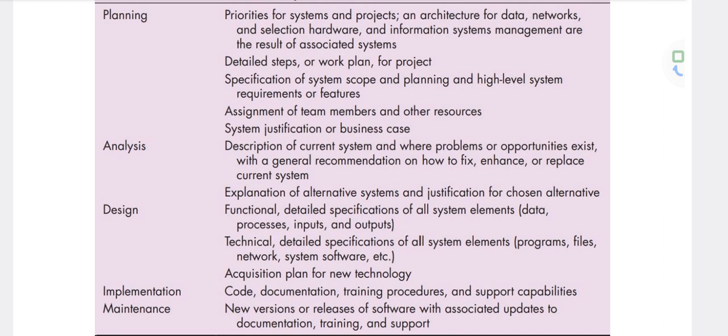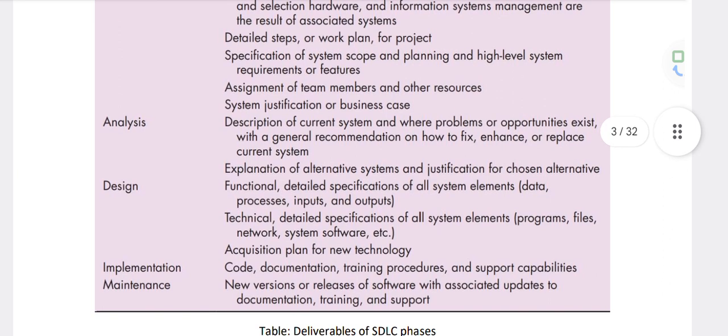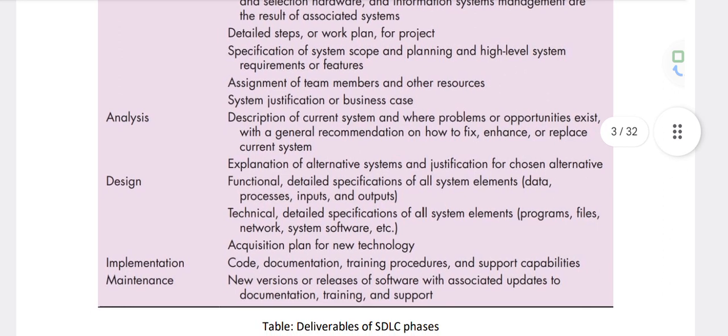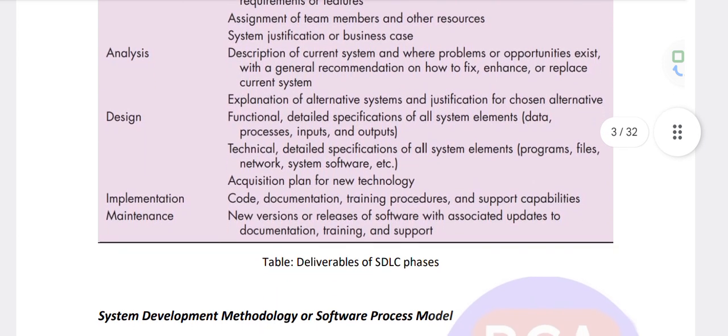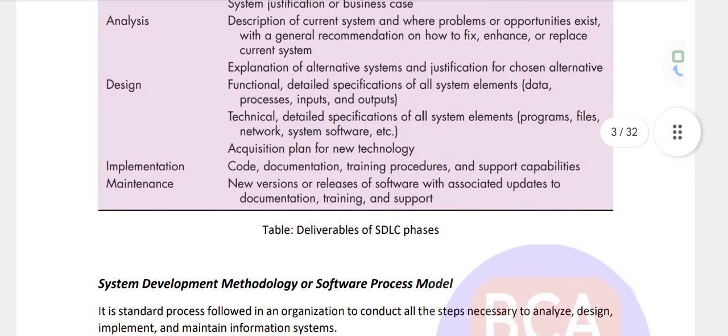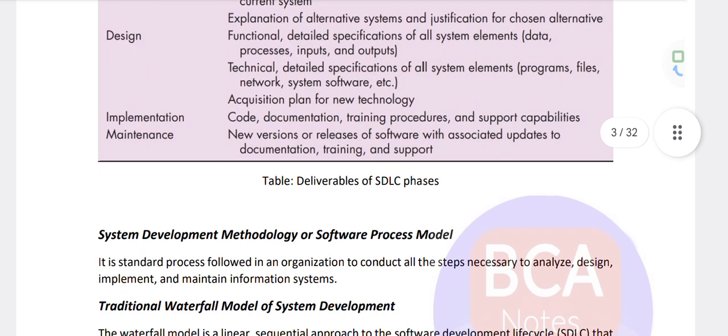Explanation of the alternative system and the justification for choosing an alternative. Functional detail specification of all the system data, process, and input. Technical data specification, file, network, and system software acquisition plan for the new technology. Code, documentation, training procedures, and support capability. Maintenance: new versions or releases of the software, and associated updates to the documentation, training, and support.